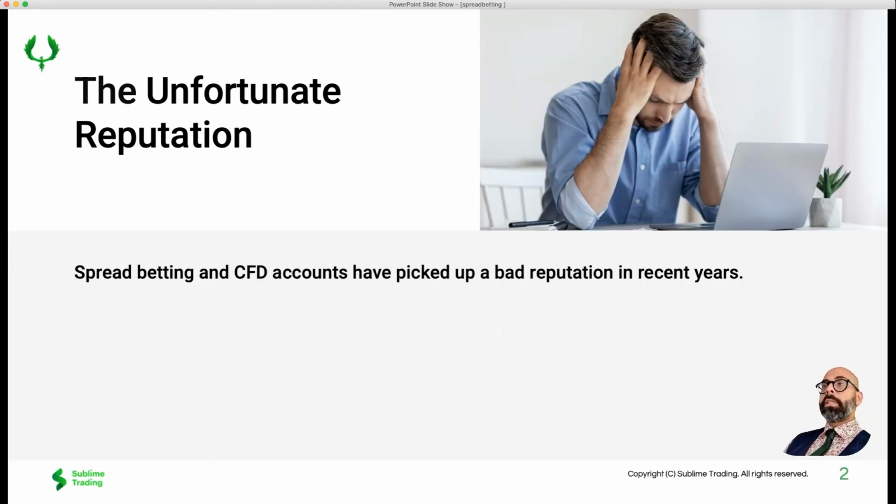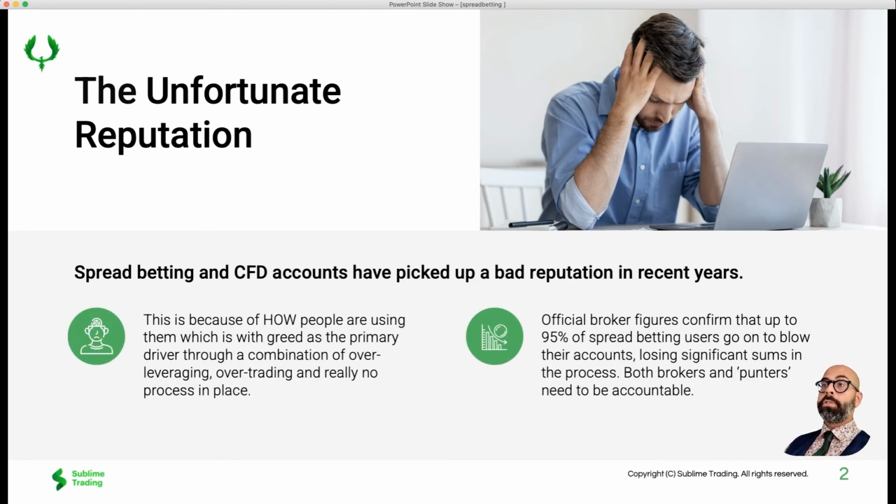So just to touch on the unfortunate reputation, spread betting and CFD accounts have picked up a bad reputation in recent years. This is because of how people are using them, which is with greed as the primary driver through a combination of over-leveraging, over-trading, and really no process in place. Official broker figures confirm that up to 95% of spread betting users go on to blow their accounts, losing significant sums in the process. Both brokers and punters need to be accountable. If you're losing money, you have to be accountable for your decisions. But it does not have to be like this.